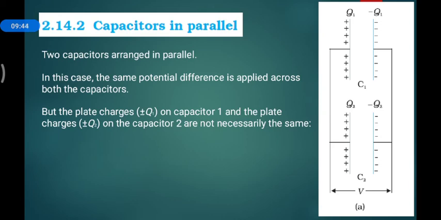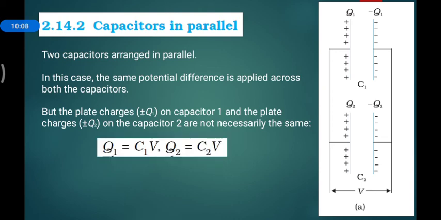In a series combination, it is the reverse: the potential we apply, V, will be distributed into V1 and V2 and so on. But here the plates carry plus or minus Q1 on capacitor 1 and plus or minus Q2 on capacitor 2. The charges are not necessarily the same.